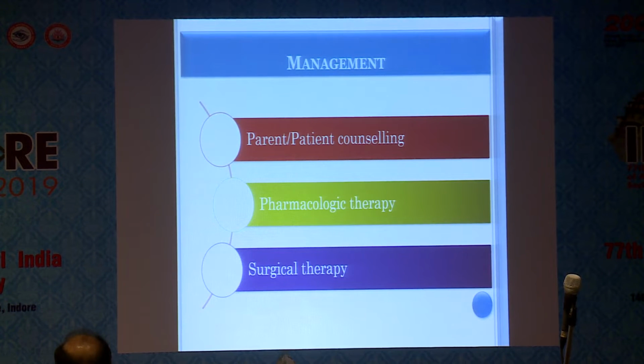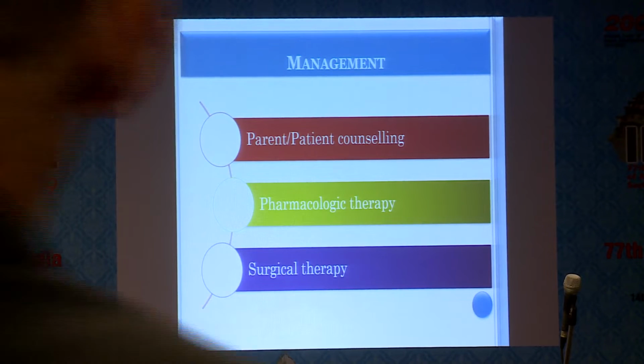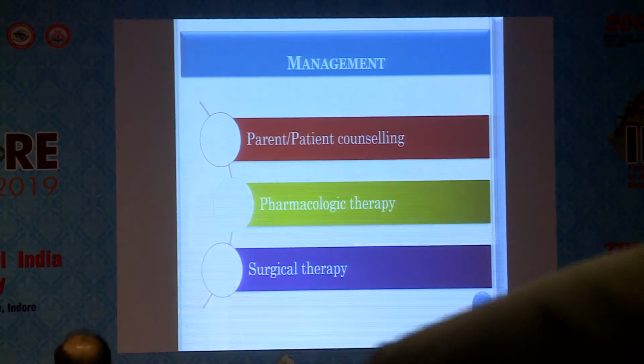What is most important is good parent counseling. Patient counseling is also important if the child is 10, 12, 13 years of age, because you have to convince the child that the drops have to be put properly. Pharmacologic therapy and surgical therapy are the options.